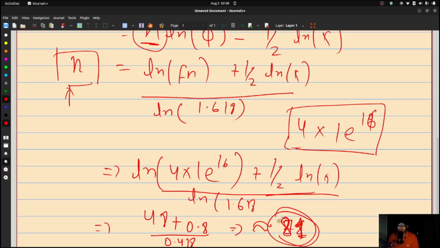So using this Binet's formula, we came to know that after 81 iterations, we are going to reach nearly equal to 4 into 1e to the power 16. And this is what we are interested in.